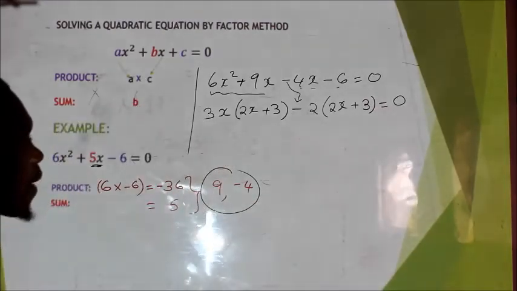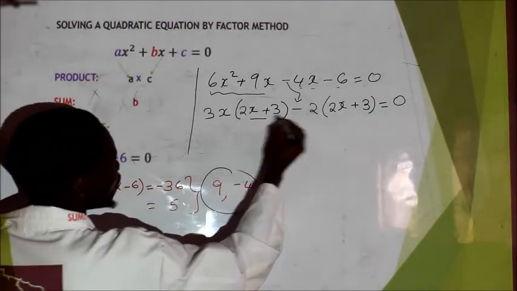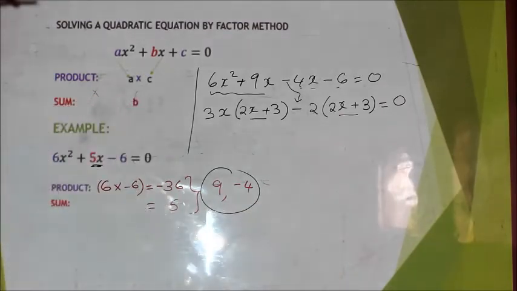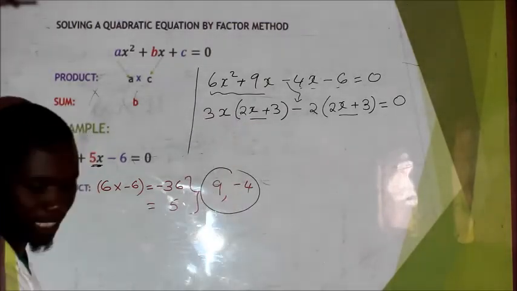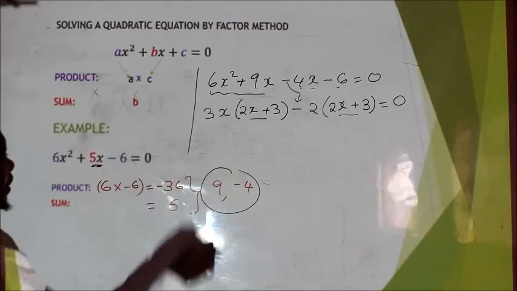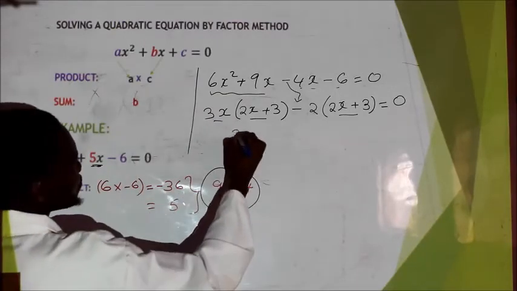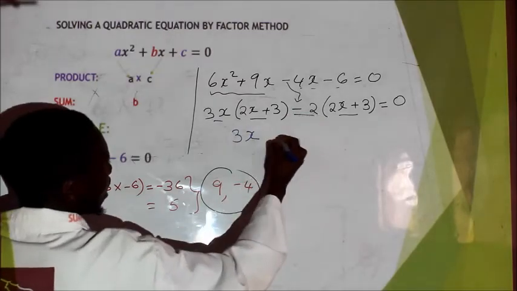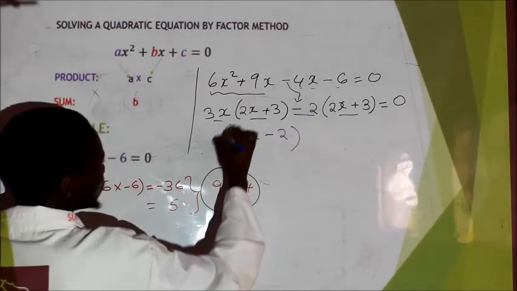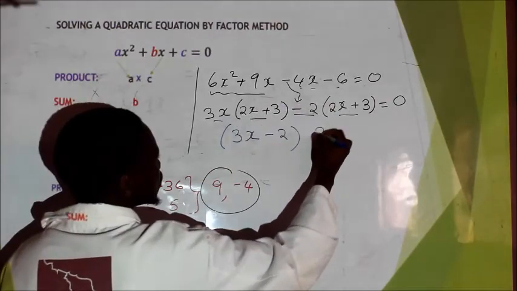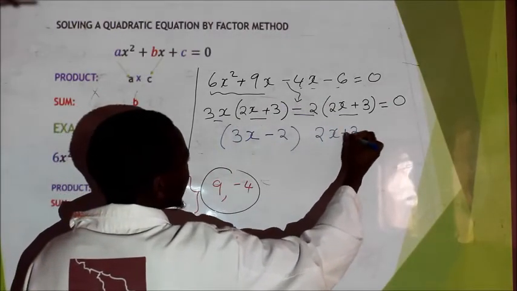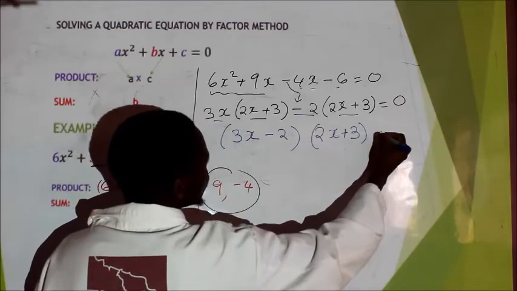As a way of checking if my work is correct, note that the figure you have inside the bracket should always be the same. You should not get a different thing inside the brackets. So you can just drop one of them and take whatever is outside the brackets. I have 3x, and here I have minus 2. That's what's outside the brackets. And then one of the two that is inside the brackets, that is 2x plus 3, being equal to 0.